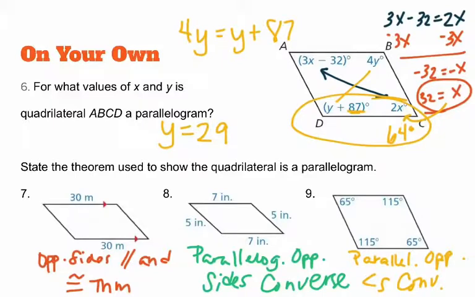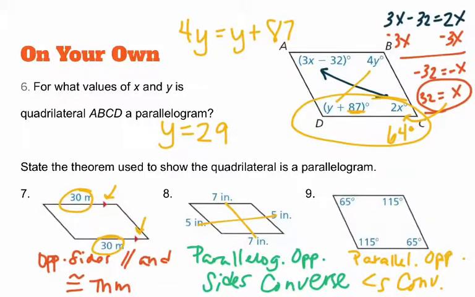All right, on number 7, we got to think about what information are we given. Well, here we know that it's 30 and 30, so they're congruent, and we got those arrows signifying that it's parallel. So it's the opposite sides parallel and congruent theorem. I'm running out of room. Number 8, we can see the opposite sides are congruent, 7 and 7, 5 and 5. So it is the parallelogram opposite sides converse, because we're concluding that it's a parallelogram.